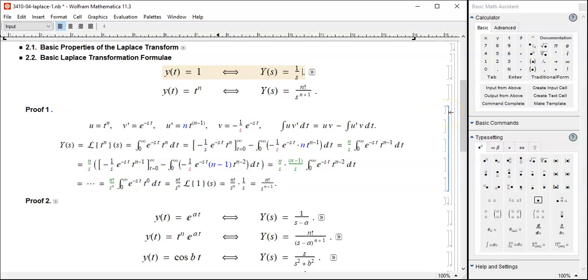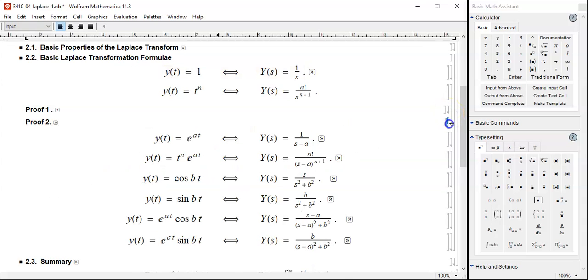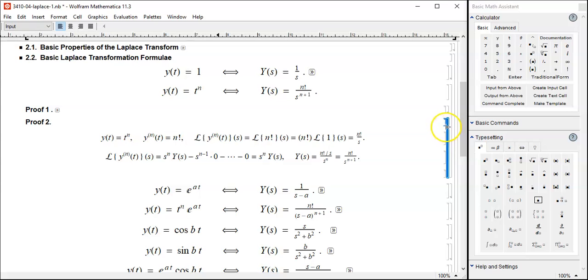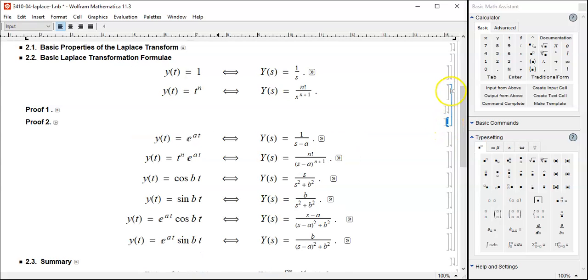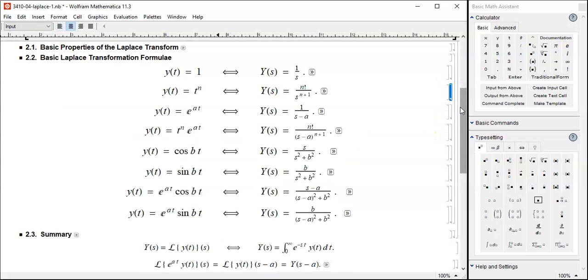That completes the proof. By the way, the second proof is a little bit more elegant, but a little bit harder to understand. If you want to use mathematical induction completely, go to the second video.